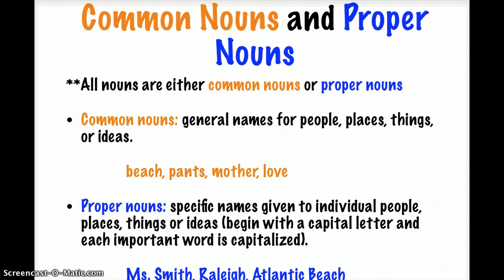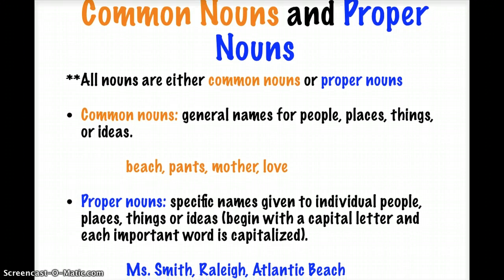Then we have common and proper nouns. All nouns are either common nouns or proper nouns. Common nouns are general names for people, places, things, or ideas. For example, beach, pants, mother, love. Proper nouns are specific names given to individual people, places, things, or ideas. These begin with a capital letter and each important word is capitalized. Miss Smith is a name. Raleigh is a place. Atlantic Beach is a place. All of those things are proper nouns and they are capitalized.